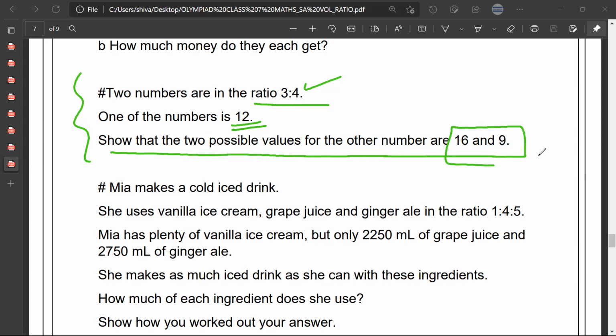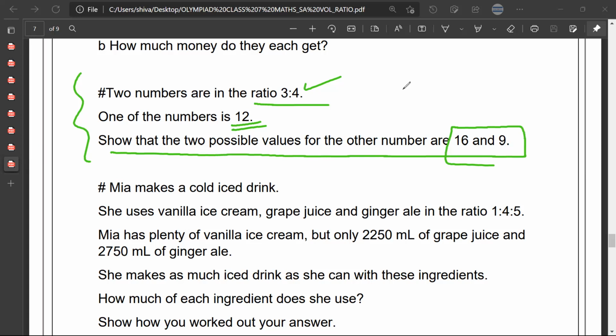So I didn't understand. Okay. How can there be two possible values? Mr. Satya? Sorry, I didn't understand that. Okay, let us try to understand.